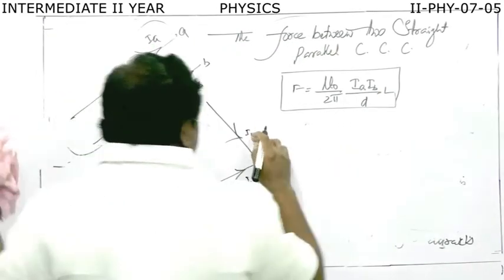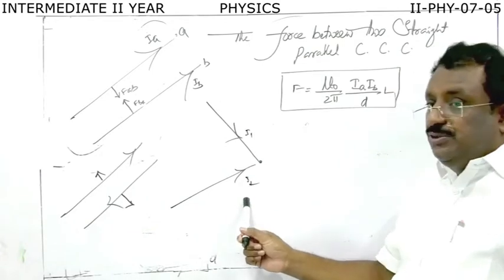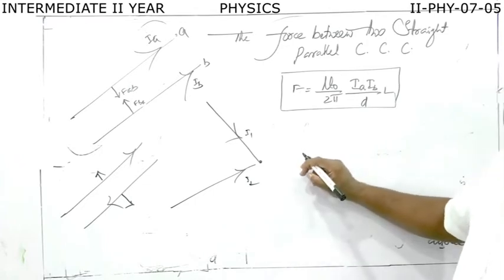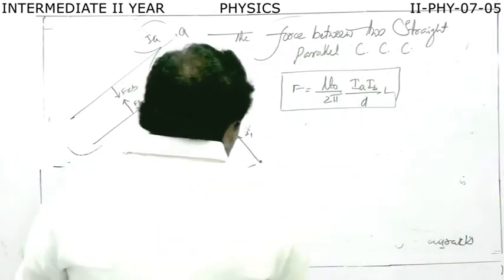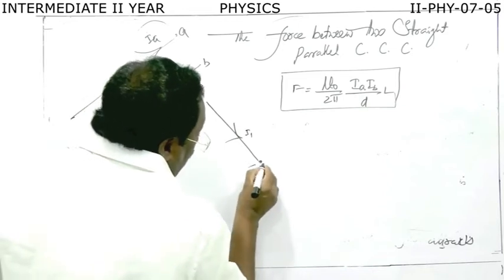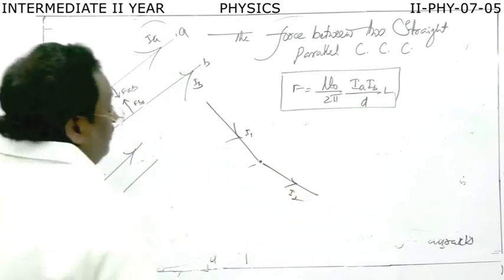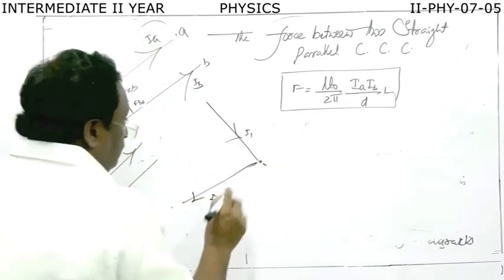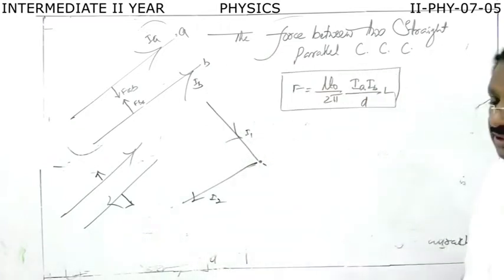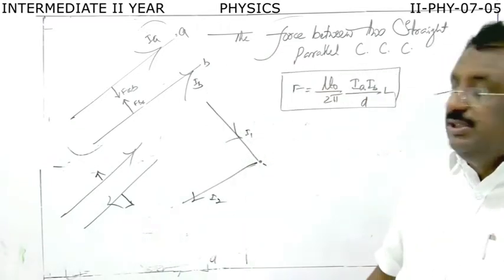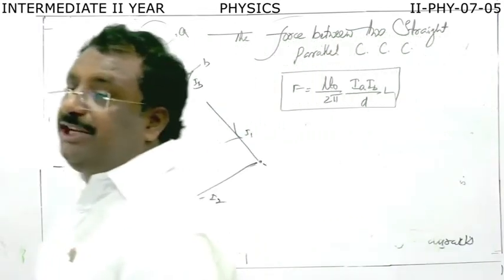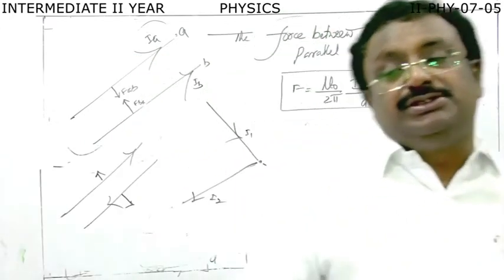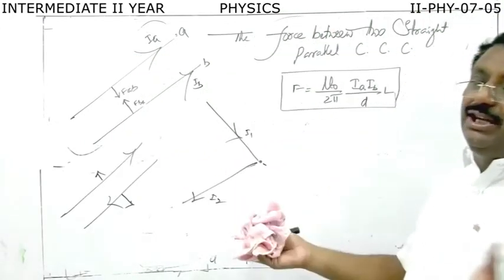Now, I1 and I2: both currents, the current I1 and the current I2, are flowing toward the junction. Then the force between them is attraction. For example, I1 is flowing toward the junction and I2 is moving away from the junction. Now what happens? The force between them is repulsive, because attraction means the forces act inwards, and repulsive means both forces are acting outwards.